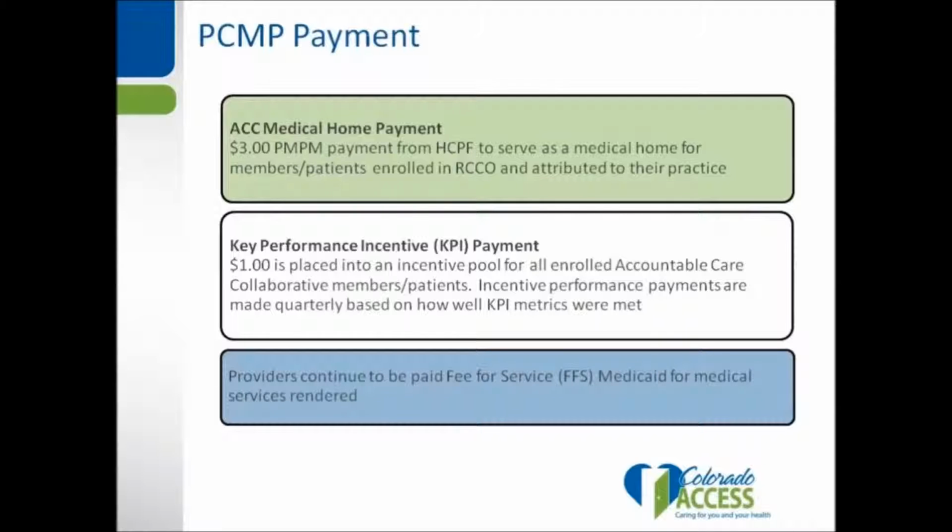$1 was placed into an incentive pool for all enrolled Accountable Care Collaborative members/patients. Incentive performance payments are made quarterly, and they're based on how well KPI metrics were met regionally. So each RICO could receive a different KPI performance incentive payment. At a practice level, practices are eligible for KPI dollars based on how many RICO/ACC members are attributed to their practice. And providers continue to be paid the fee-for-service Medicaid for medical services rendered.